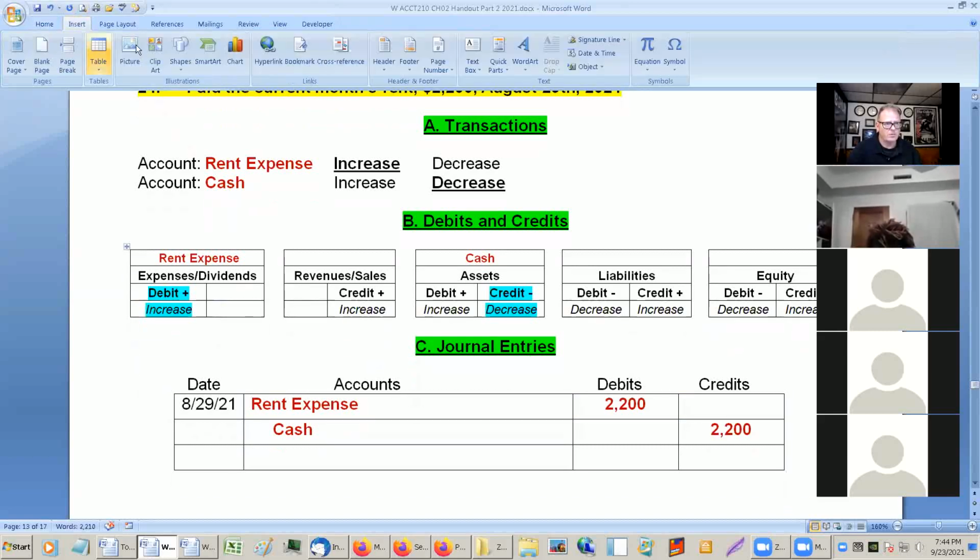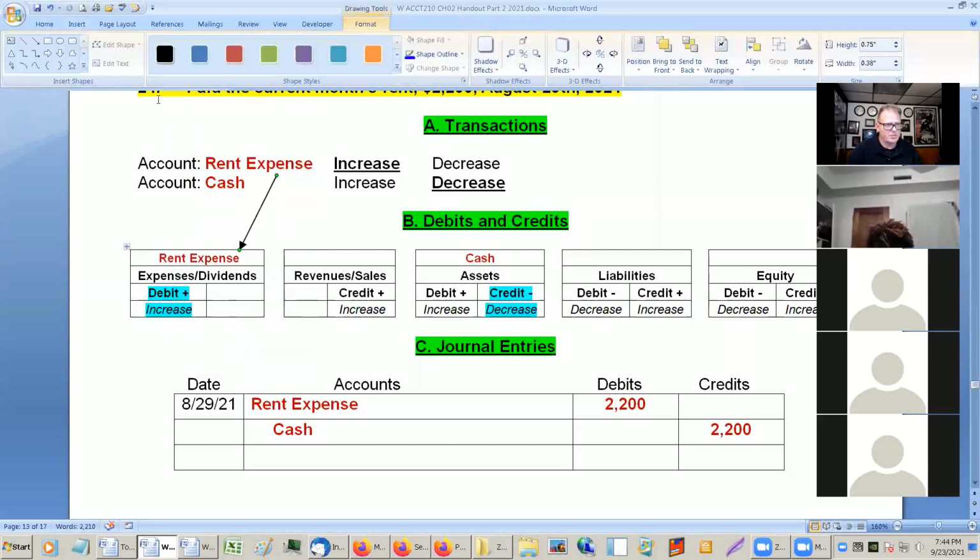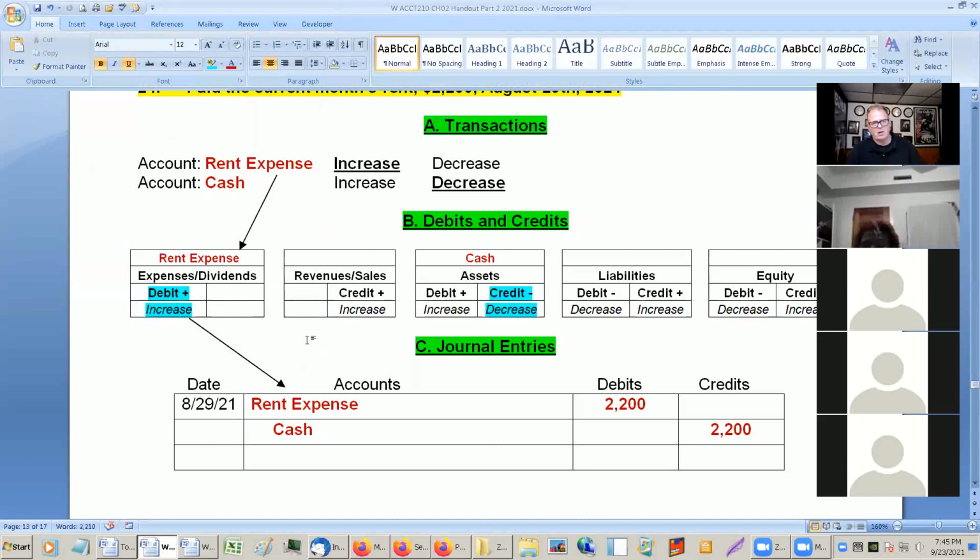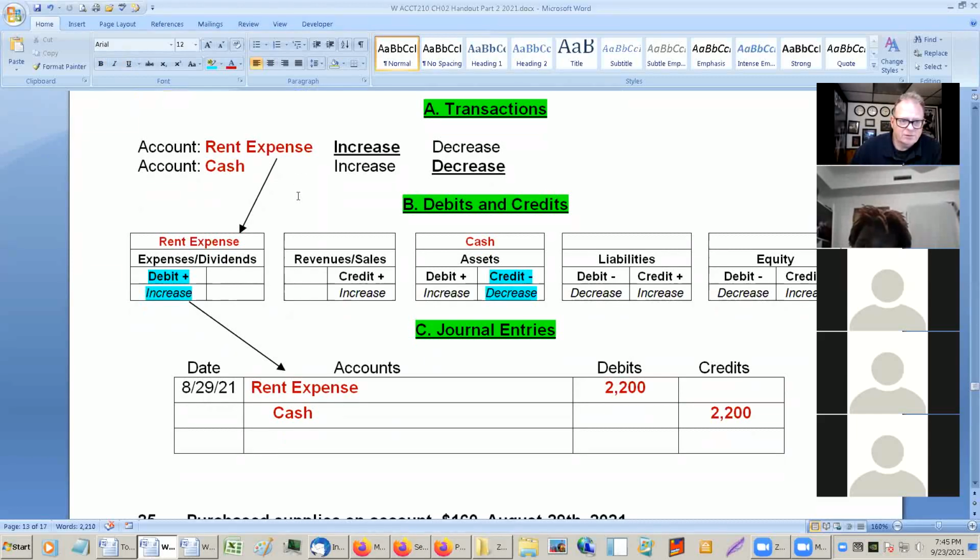Yeah, and so again, whenever you get an expense, you know exactly what it is. Debit. Any expense, rent expense, wages expense, salaries expense, utilities expense, whatever it is. Whenever you see expense, debit, whatever's on the other side is the credit.